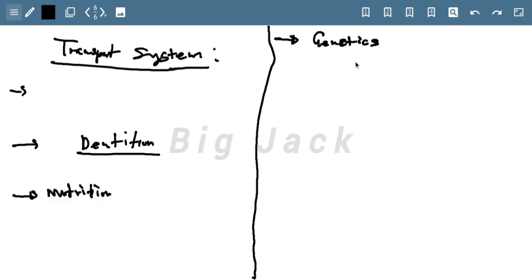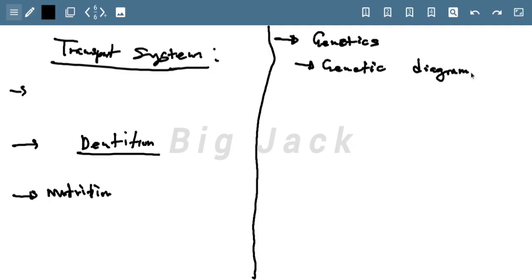Mutation, examples of mutation. Apart from that one, sex determination, as well as sex-linked disorders and genetic diagram. Very, very important. Genetic diagram. You need to know how to draw a genetic diagram.